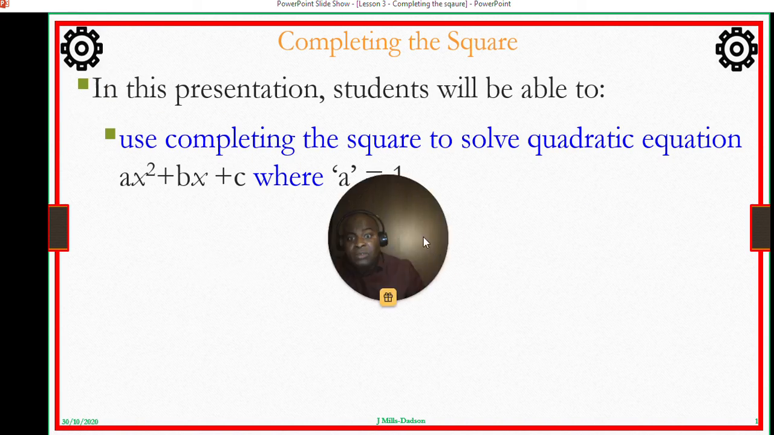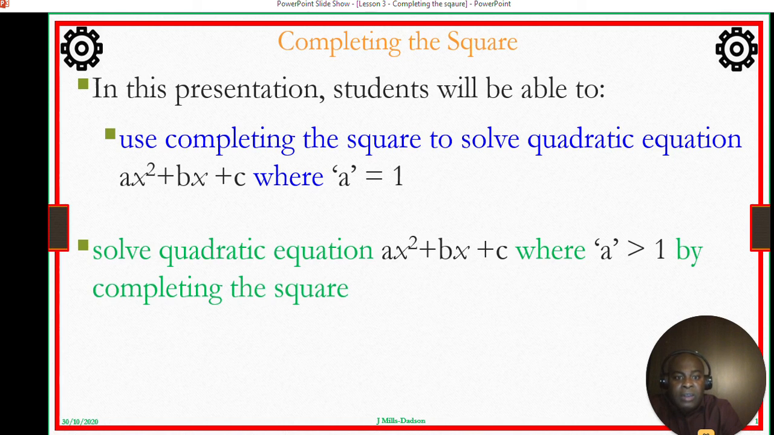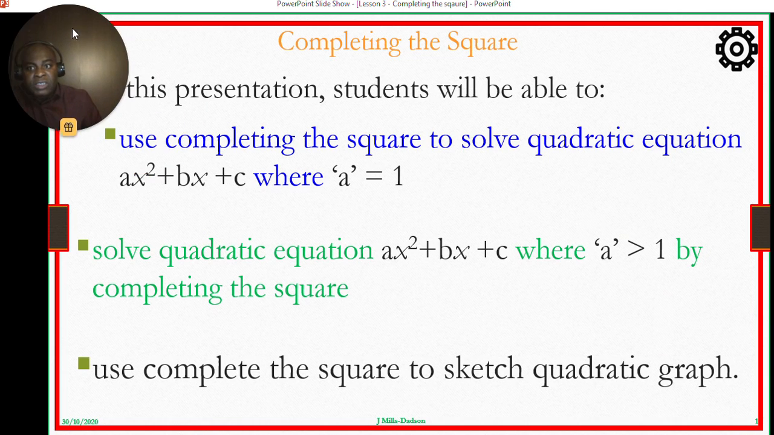In this lesson, we'll be talking about how to use completing the square to solve quadratic equations where the coefficient of x squared equals 1, and also where the coefficient of x squared is more than 1, and also how to use completing the square to sketch a quadratic graph.